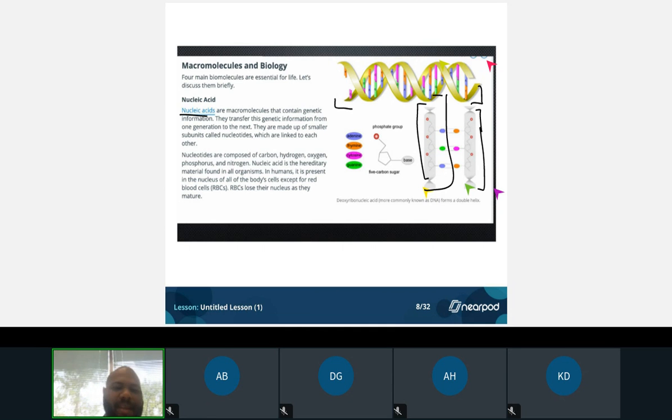The reason for that is it's used for communicating specific traits moving from different parts of the cell. Now, we'll talk about cell transport and protein synthesis much later in the course. But understanding that DNA and RNA contain genetic material is going to be essential.